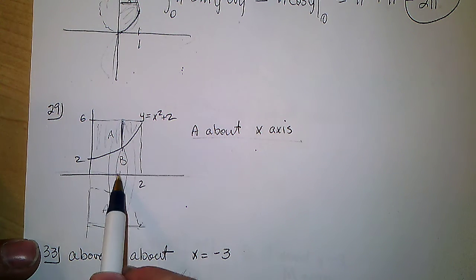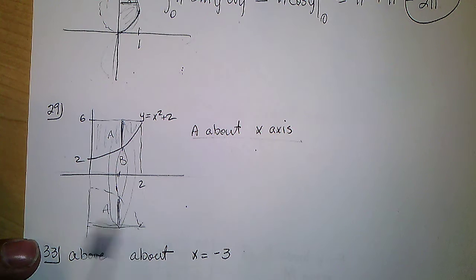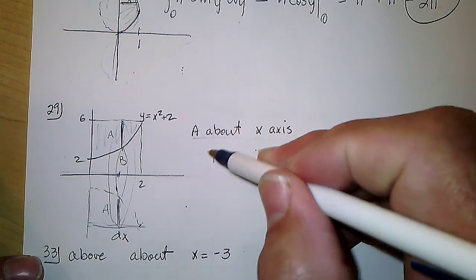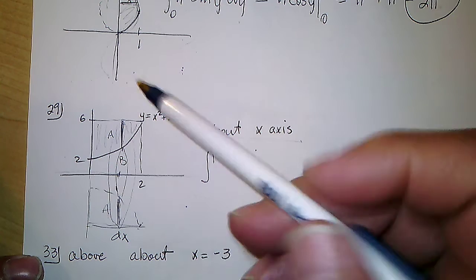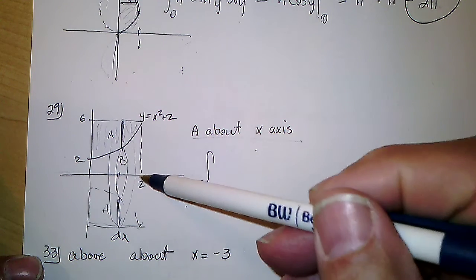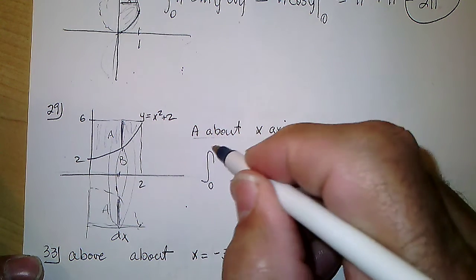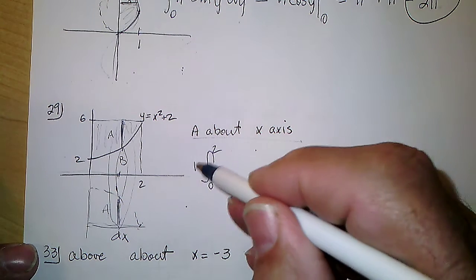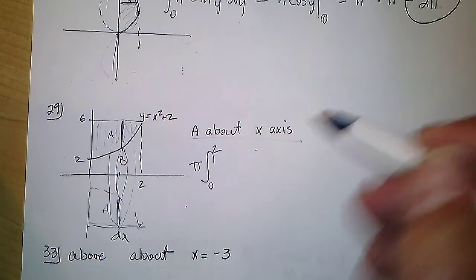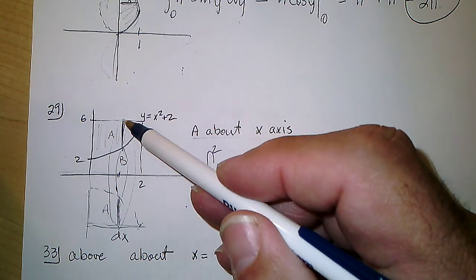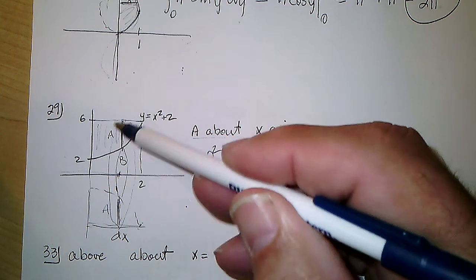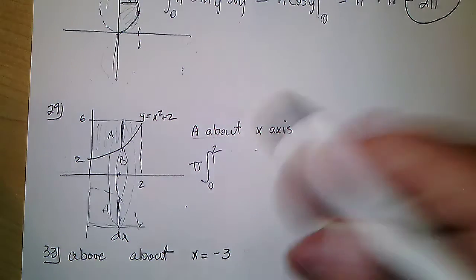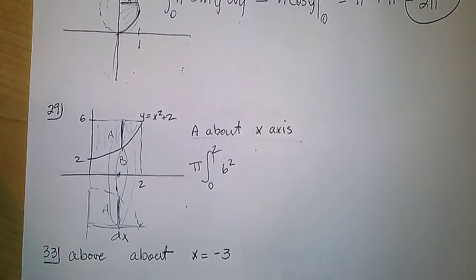The thickness of the washer is in the x direction, dx, and x is going to integrate from 0 to 2. It's going to be the big radius, and then both of them are going to be pi r squared. The big radius is from the x-axis to the top, which is 6, so it's going to be 6 squared for the big radius. It's always 6.